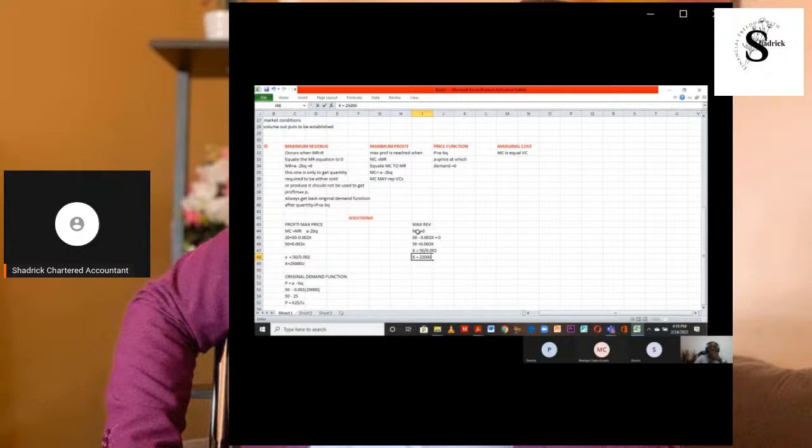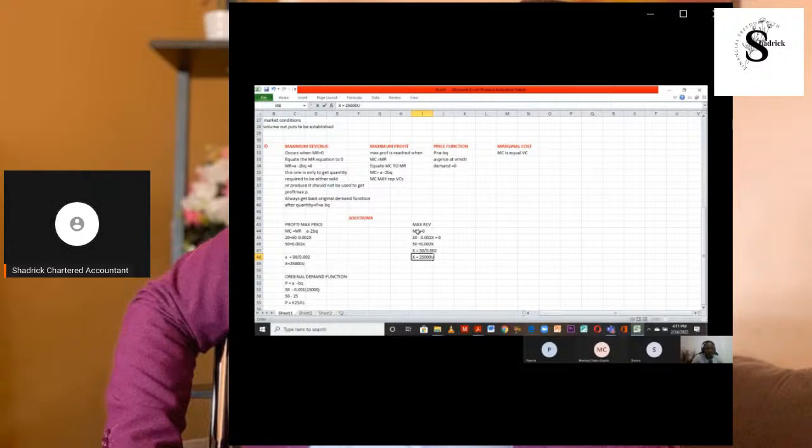50 minus 0.002x, then equate this one to 0. So 0.002x equals 50. Then you're going to do x equals 50 over 0.002. Then x will be equal to, how much is that, guys? x will be equal to still 25,000. Question, guys: what is x representing? Money or units? Units.